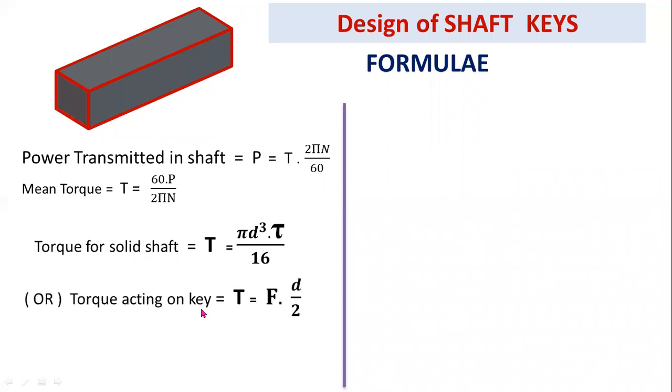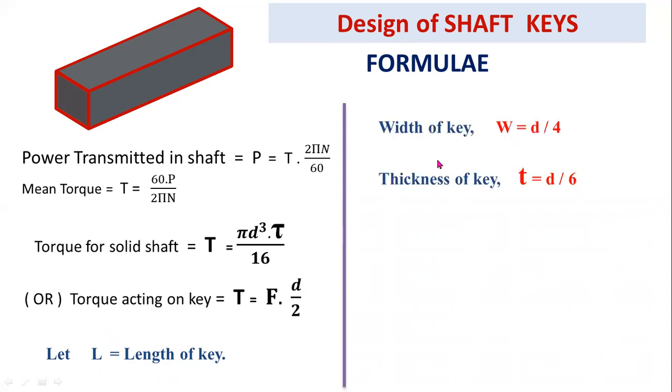Now this is the formula for torque transmitted by the key. F is the tangential force acting on the key. D by 2 is the radius of the shaft. Now L is the length of the key. The length of the key always depends upon the hub. Now the width of the key equal to W, W equal to D by 4, thickness of the key T equal to D by 6.